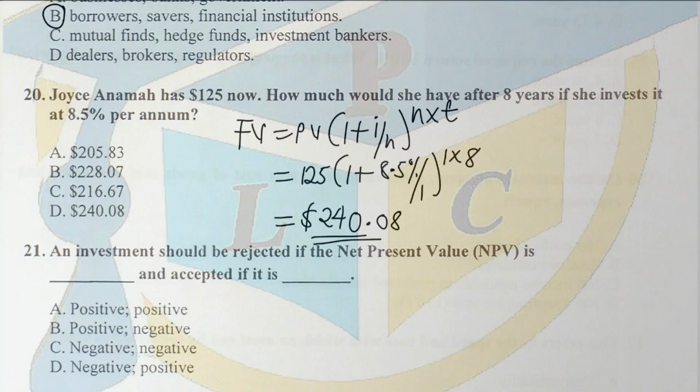So since the method of computing the interest wasn't stated, looking at the scenario, it is being compounded annually. So we're going to use the compounding method to determine the whole amount Joy is going to have in her account after 8 years with a present value of 125.